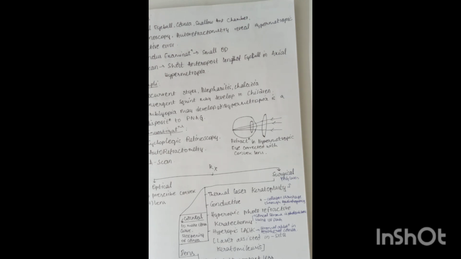And hyperopic LASIK. Hyperopic LASIK is a popular surgery. Everyone, after attaining a certain age, will try to get this surgery done. It involves stromal ablation in the peripheral cornea. What is meant by LASIK? LASIK means laser assisted in situ keratomileusis. All these corneal surgeries make the cornea curve, and steepening of the cornea occurs in all of them, either by removing corneal tissue, such as hyperopic photorefractive keratectomy, or by collagen shrinkage, such as conductive keratoplasty.